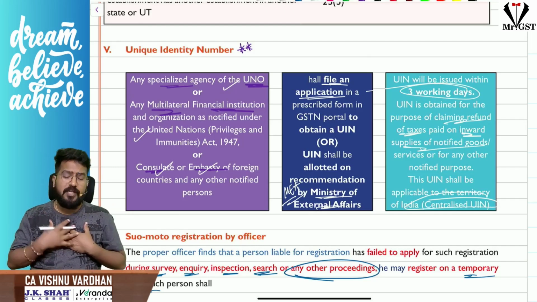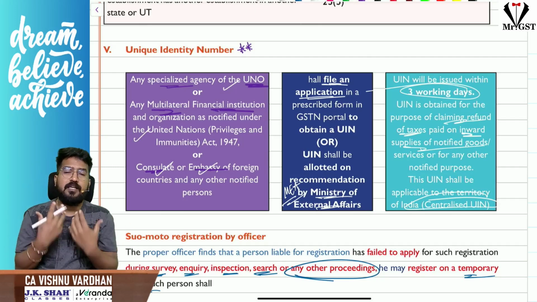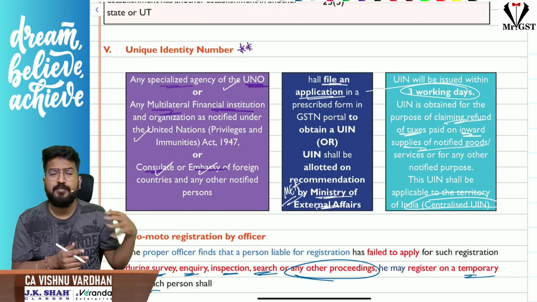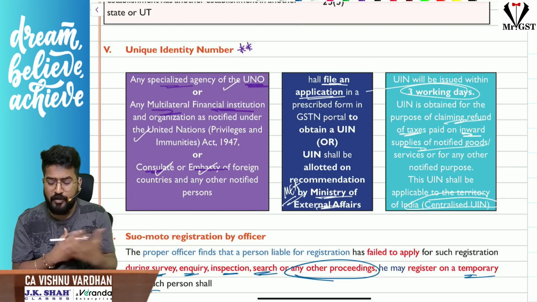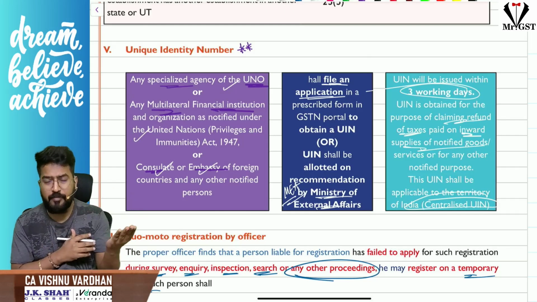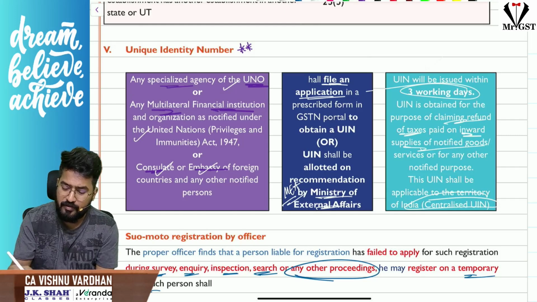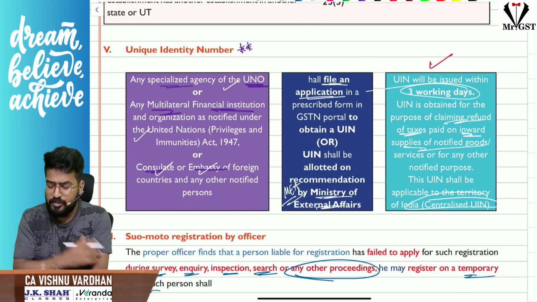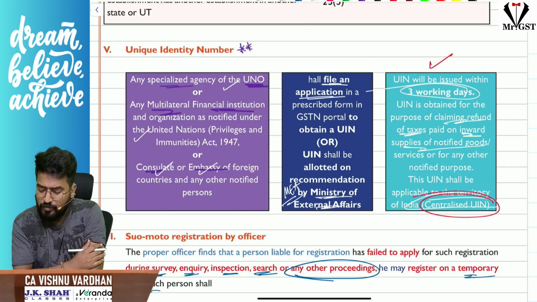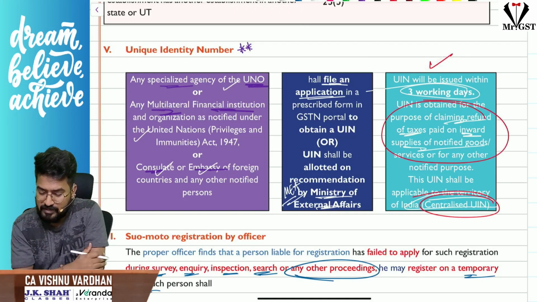So these foreign consulates, embassies or specialized agencies of UNO will make an application to the GST department, saying we want a unique identity number, and then that will be granted. Or the Ministry of External Affairs, MEA, can also recommend to the GST department, and then they will be granted a unique identity number. So either they can apply or, on the recommendation of MEA, they will get a unique identity number within 3 working days. And this is a centralized UIN, so state-wise you need not take any UIN. So the purpose is only for what? Claiming the refund of taxes paid on notified inward supplies.